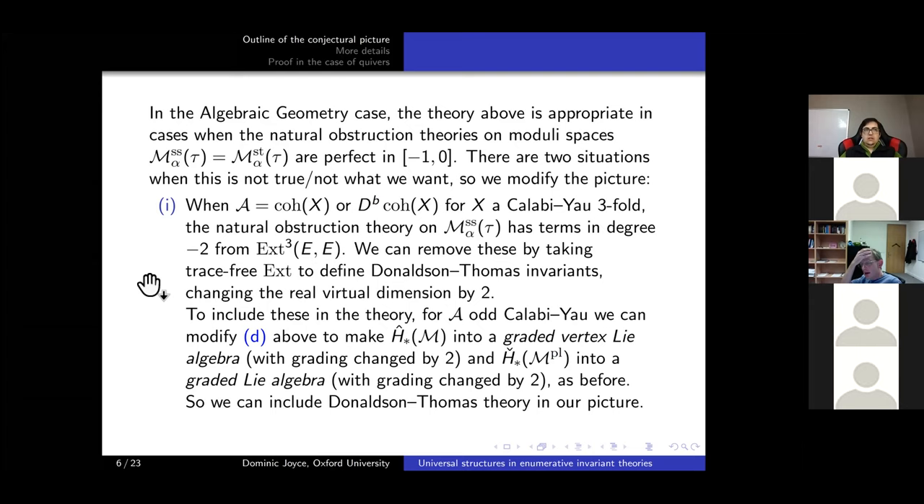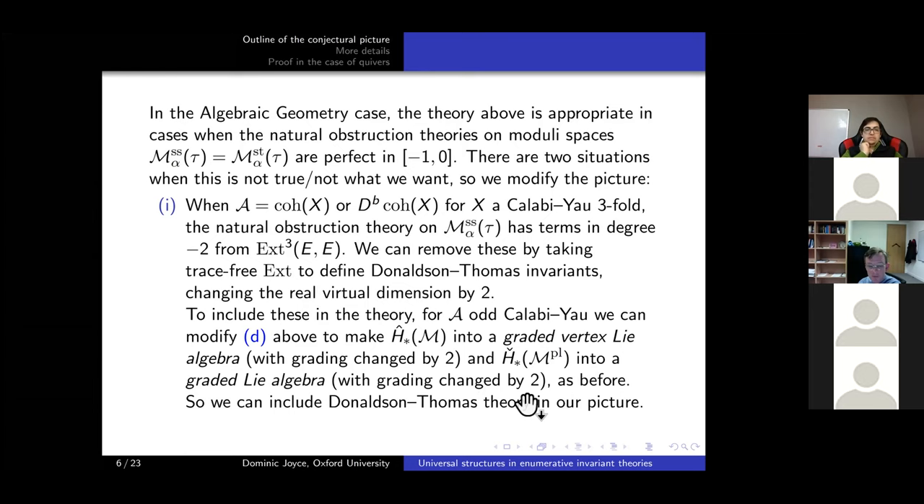So it turns out if you want to include these in this big picture, then if A is an odd Calabi-Yau category, there's a way of modifying the vertex algebra construction I told you about to make the homology of your moduli space, the ordinary moduli stack, into a graded vertex Lie algebra, with grading changed by two. And then the projective linear moduli stack gets changed into a graded Lie algebra. But again, the grading is changed by two.